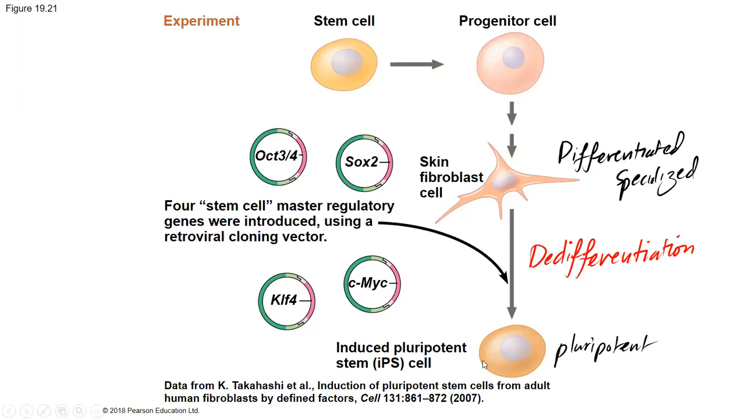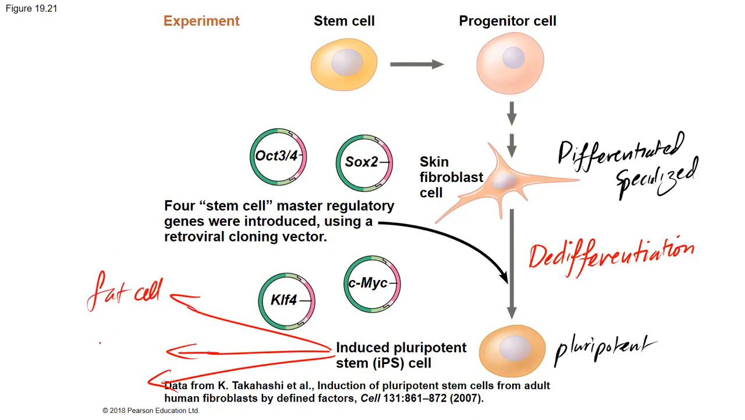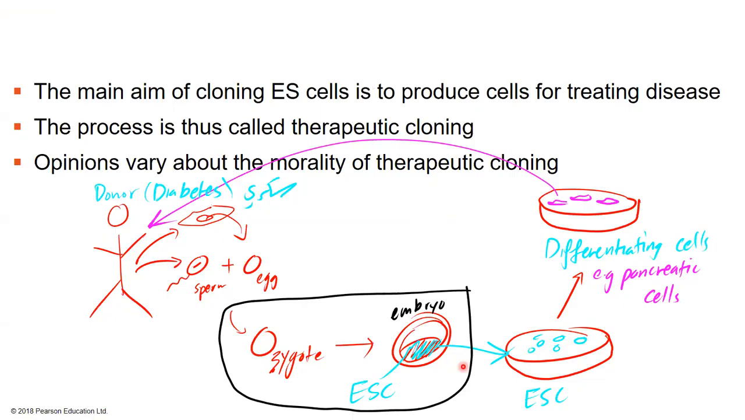And then, because these are pluripotent cells, they could be allowed to differentiate into different cell types, like fat cells, maybe liver cells, maybe heart cells, or any other types of cells. Okay. So these induced pluripotent stem cells solve the moral, ethical, and religious issues concerning the use of embryos as a source of embryonic stem cells for therapeutic cloning.